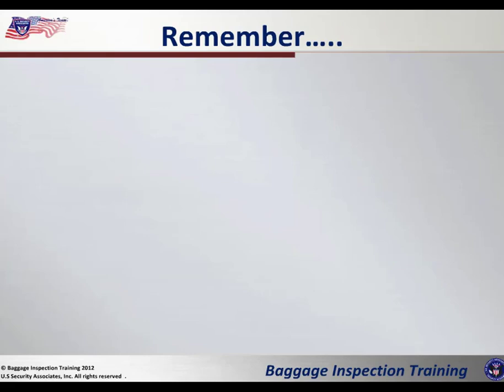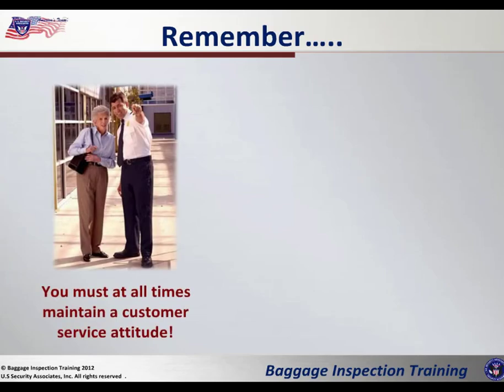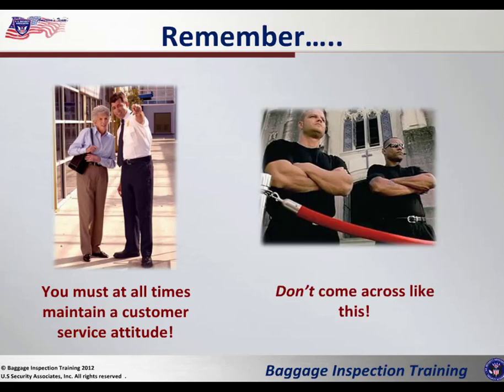Now, to wrap up this training, here's a very important point to remember. As a U.S. Security Associates Officer, we must maintain a customer service attitude at all times. The employees that we're inspecting are actually our internal customers, so we must at all times treat them with respect, dignity and cordiality, no matter how they may act towards you. We never want to come across as if we're some sort of hard-nosed bouncer or someone on a power trip.